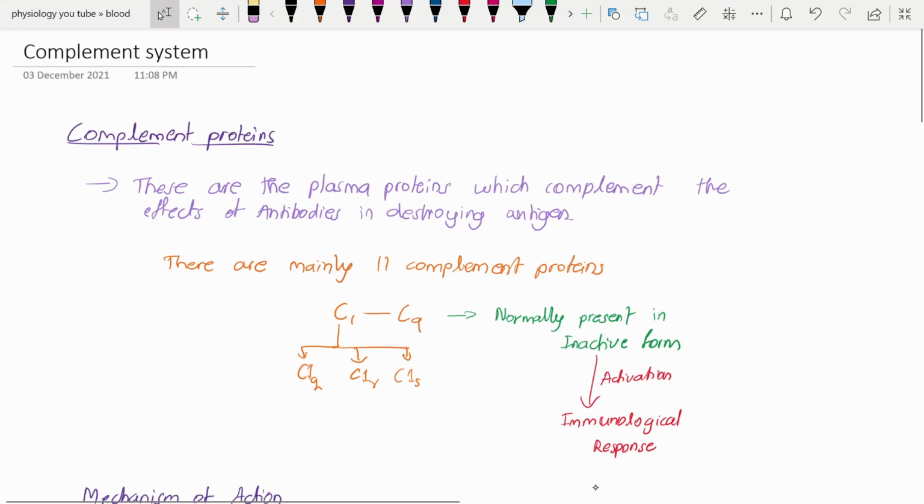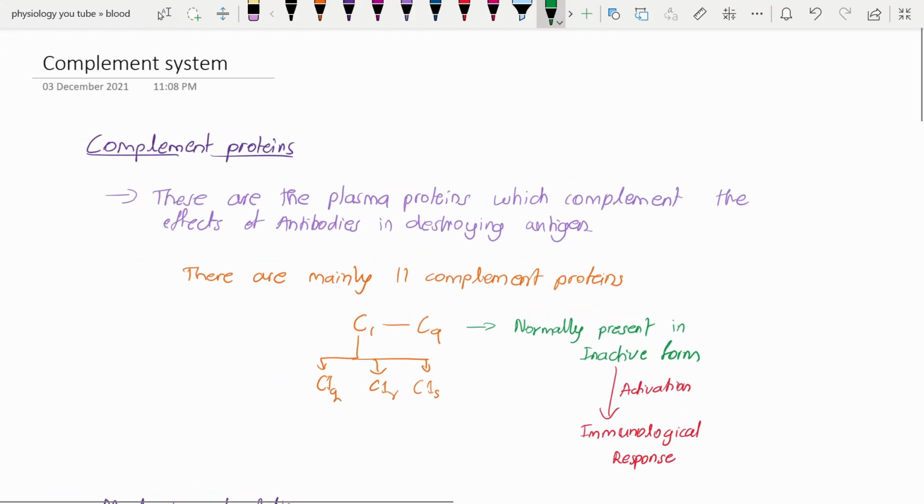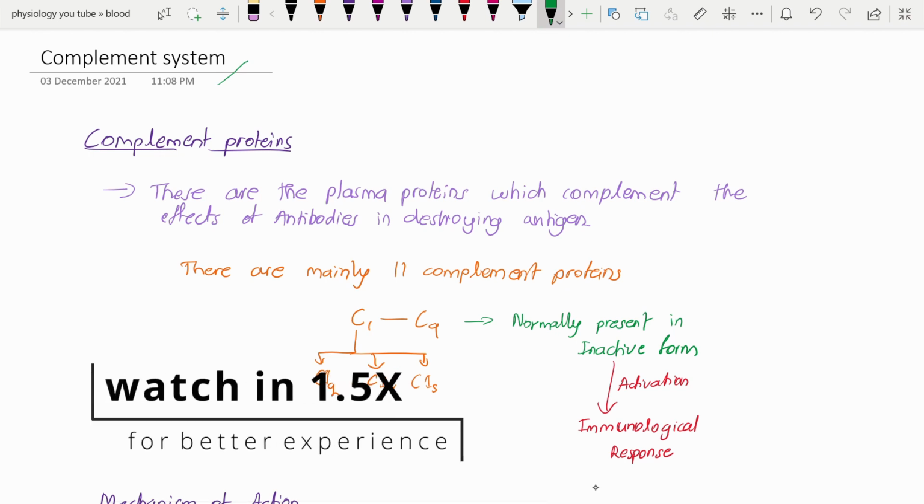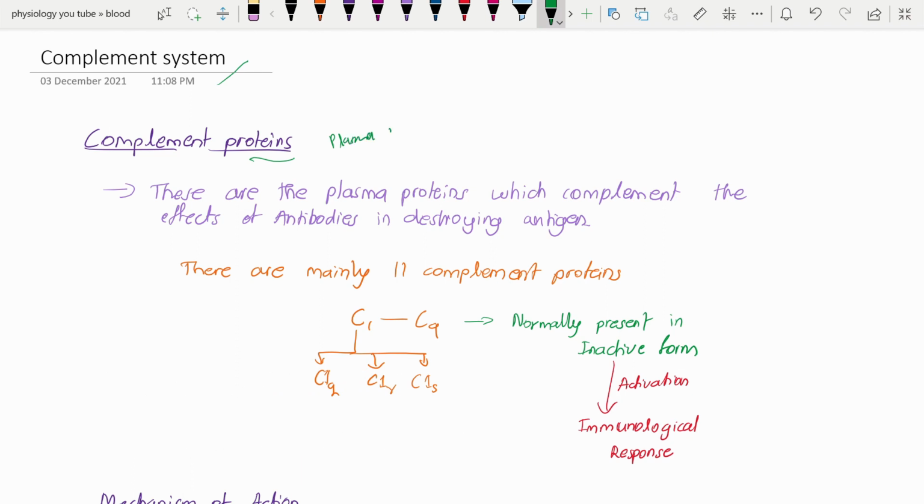So hi everyone, in this video we are going to study about the complement system. The complement system mainly involves the complement proteins. These are plasma proteins which complement the effects of antibodies in destroying the antigen.